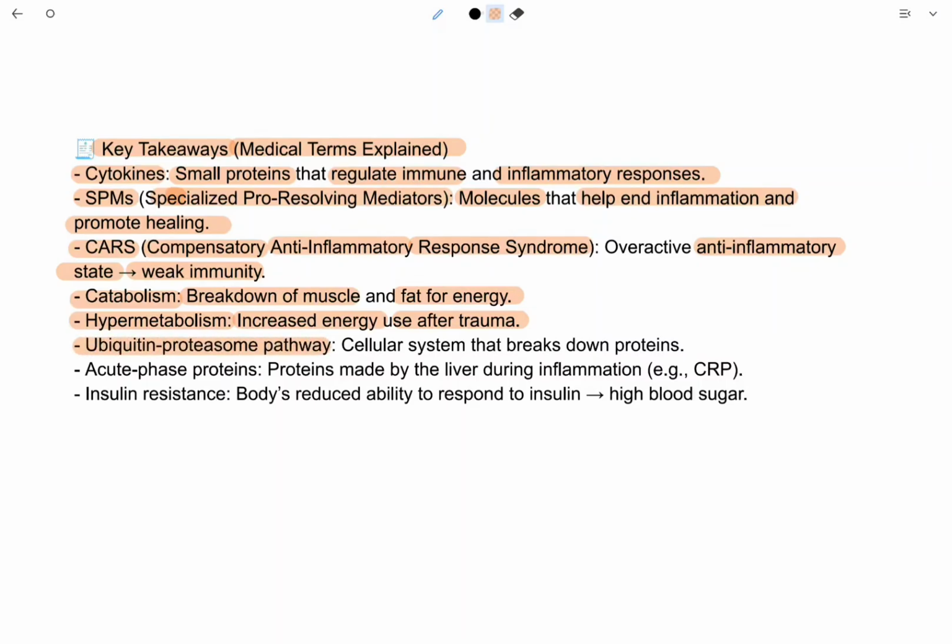Ubiquitin proteasome pathway is a cellular system that breaks down proteins. It breaks down proteins that are tagged by ubiquitin. Acute phase proteins are made by the liver during inflammation. For example, CRP is an acute phase protein made by the liver during inflammation. Insulin resistance is the body's reduced ability to respond to insulin. That leads to high blood sugar.